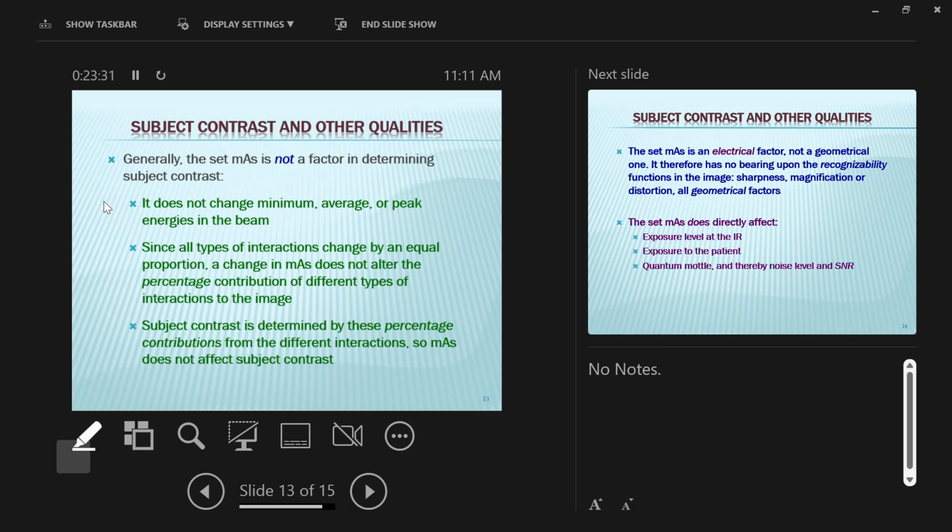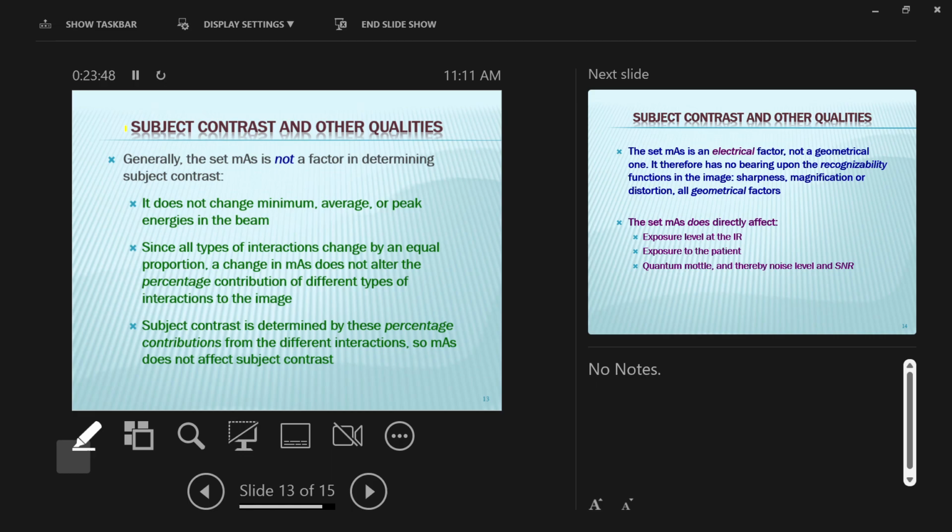About subject contrast. Subject contrast is going to be the information in the remnant beam, the signal carried to the image receptor that will give us our image contrast.